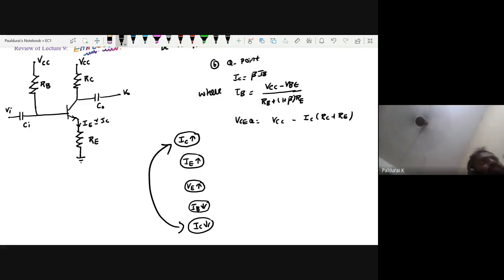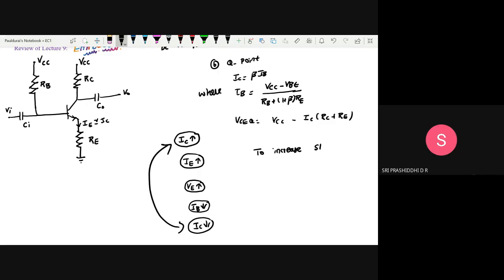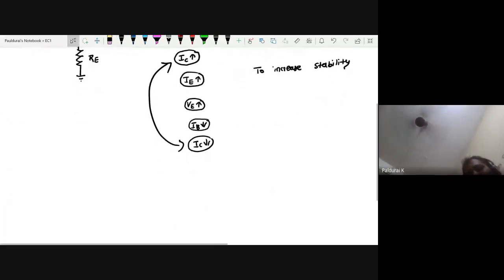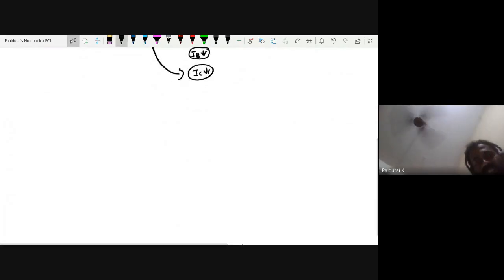What is the advantage of connecting RE? It increases the stability. It provides much more stability compared to fixed bias and collector to base bias. Then what is the drawback? To understand the drawback, we now derive the stability factors.